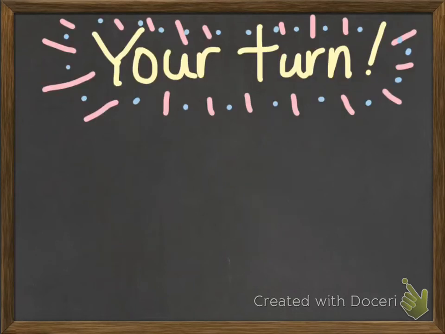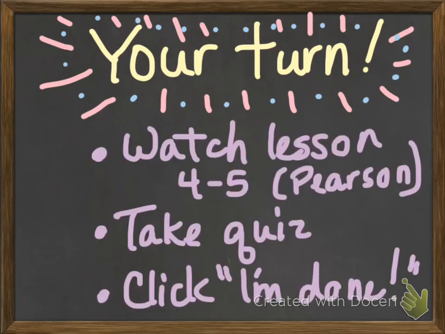Now, it's your turn. Here's what I need you to do. I want you to go online and watch lesson 4-5 on Pearson. After you're done watching the lesson, take a quiz. Make sure you use some scratch papers so you get the right answers. And then don't forget to click I'm done. That lets me know that you have finished and I can see what your score is. Plus, you'll also get your homework for the next night.